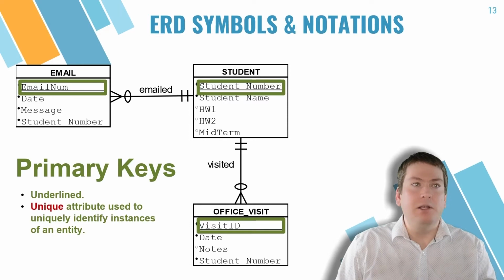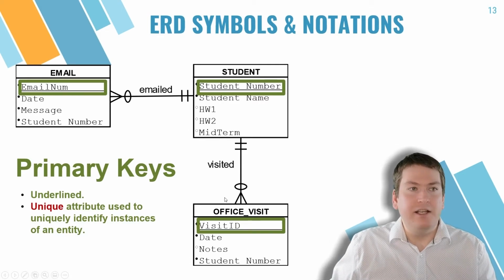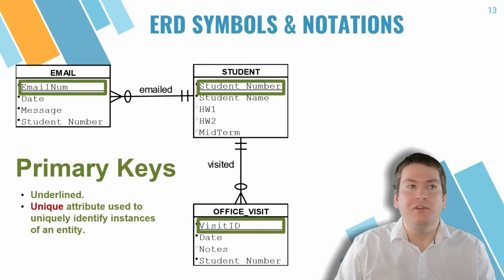It's guaranteed that there'll be no students, for example, with the same student number, no emails that have the same email number, and there'll be no visit IDs in our office visit table that have the same visit ID. So it is important that those are unique. Each instance of that entity has to have a different value for the primary key.